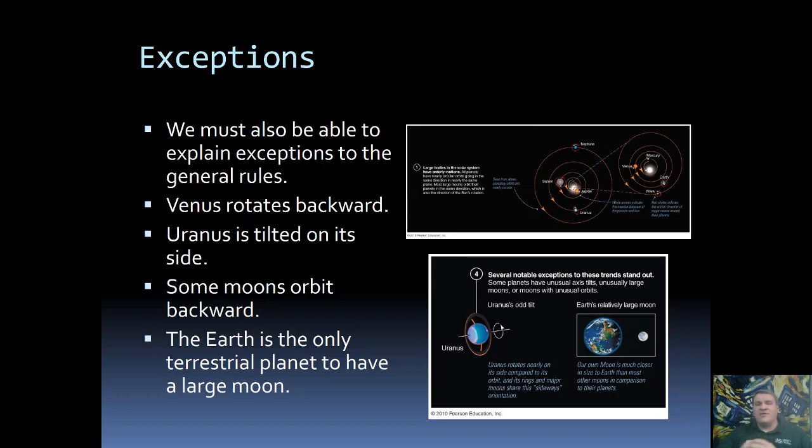In fact, most other terrestrial planets either have no moons. Mercury and Venus have no moons at all. Mars has 2 moons, although they're very, very small. They're not even large enough to be rounded by their own gravity. So the fact that the Earth has such a large moon is kind of surprising. We're going to need to be able to explain how that happened.